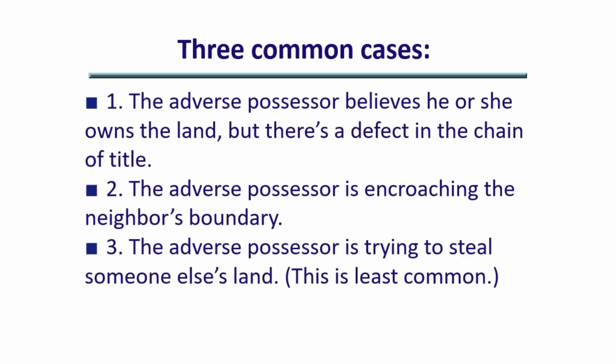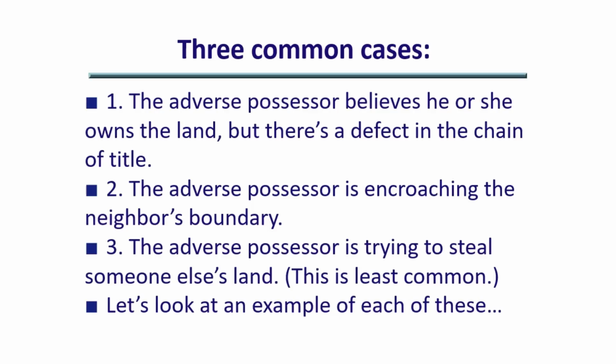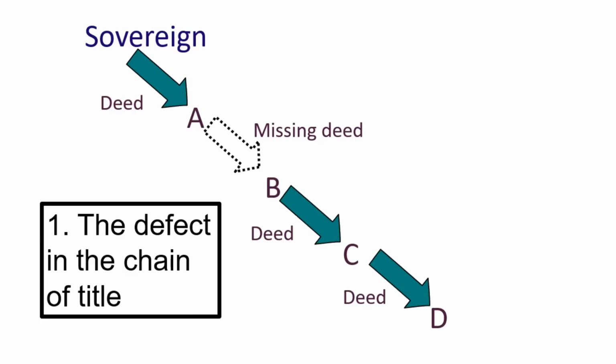The third possibility, and this one is the rarest of the three, but occasionally it does happen, is the adverse possessor is trying to steal somebody else's land. They actually intend to acquire title to land that they don't originally own. Well, now we're going to look at an example of each of these three common cases. The first one is the defect in the chain of title.